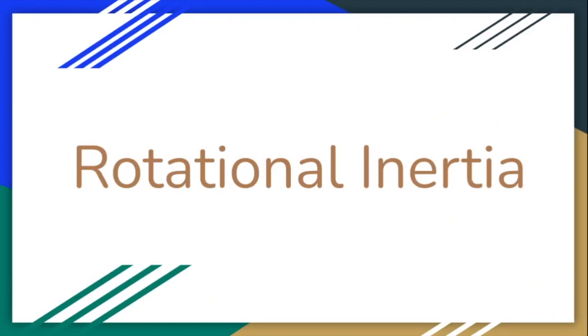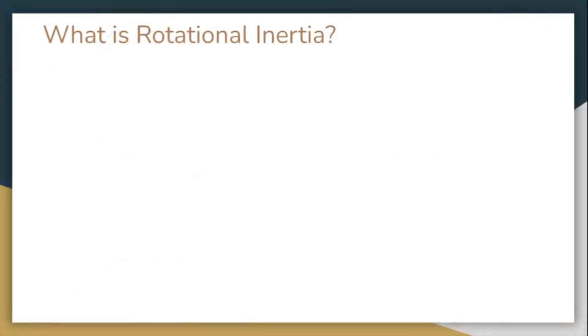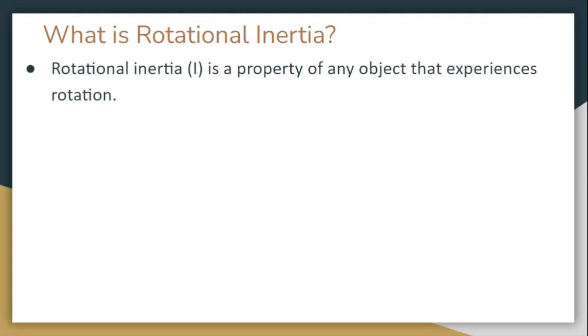Alrighty guys, let's go ahead and get started with these rotational inertia notes. So some of you guys might be asking yourselves, what is rotational inertia? Well, rotational inertia, represented by the letter I, is a property of any object that experiences rotation. It is going to be a scalar, meaning that it only has magnitude. It does not have direction. And again, it is represented by the symbol I.